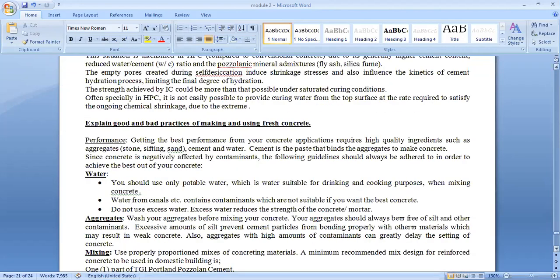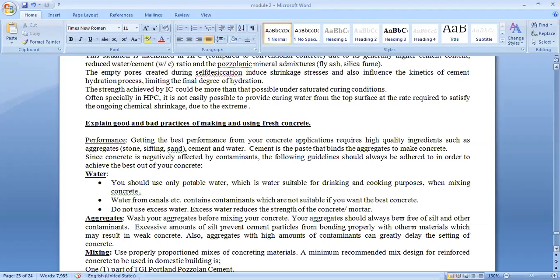And last will be the good and bad practices of concrete. Each ingredient of the concrete plays a very important role in producing good concrete, and the process of concreting also plays a very important role. To get good concrete, we'll take a few points. To get the best performance from the concrete, high quality aggregates, cement and water are essential.